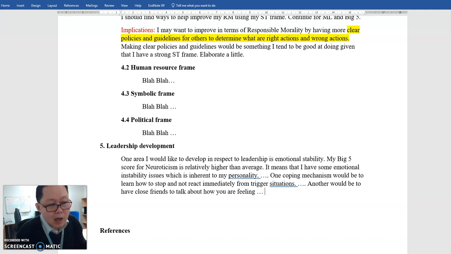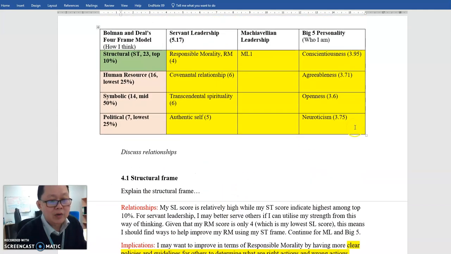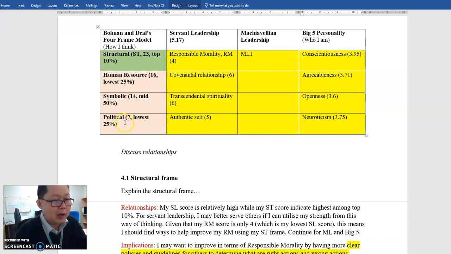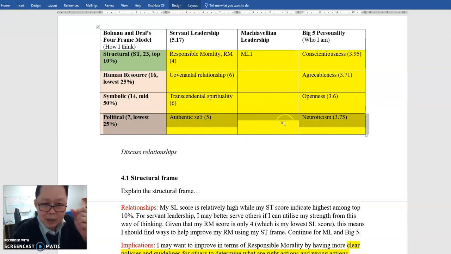So I'm suggesting that you only talk about one aspect in relation to leadership development from this whole five-quadrant matrix. You can link it back to the model that I have, for example the political frame. You can link it to servant leadership or Machiavellian leadership. It's up to you, but you must make sure that it makes sense to you when you talk about this.